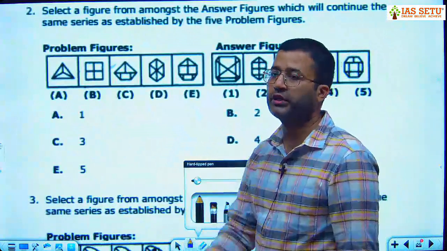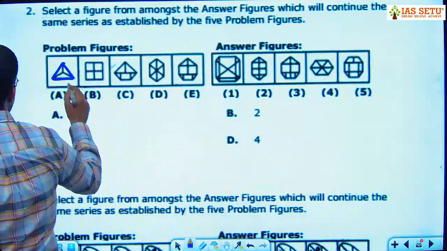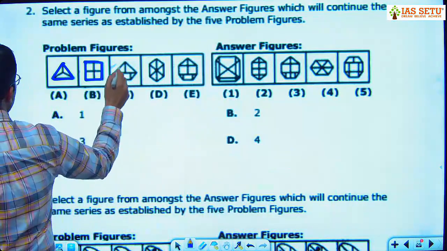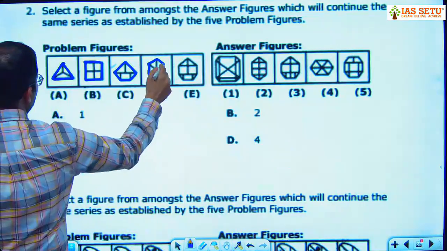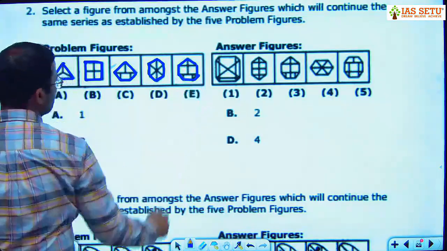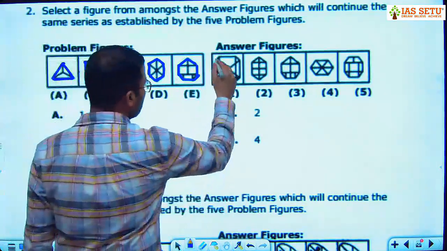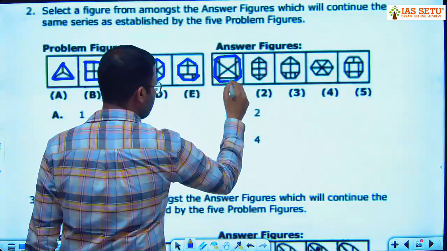There are two things. One is figure. This is triangle having 3 sides. This is square having 4 sides. This is pentagon having 5 sides. This is hexagon having 6 sides. This is septagon having 7 sides. So next has to be octagon. So if you check first figure, 1, 2, 3, 4, 5, 6, 7, 8, yes.